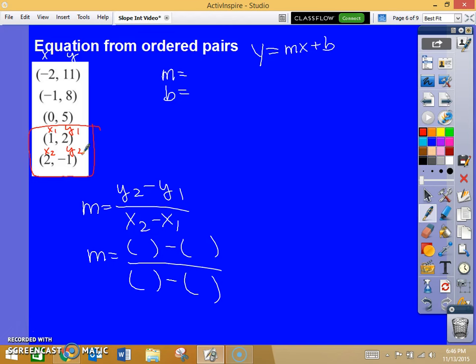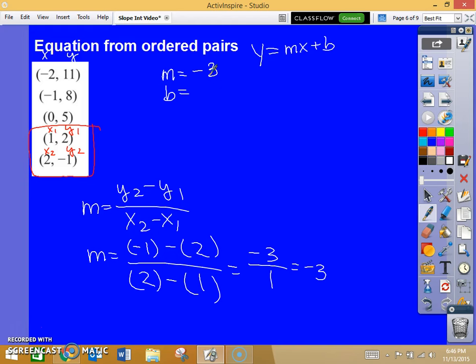And now I can just plug everything into the right place. So let's see, y2 is -1. y1 is +2. x2 is 2. And x1 is 1. And now it's just a matter of simplifying. -1 minus 2, that's -3. I know that you all agree with me on that. 2 minus 1, that's a +1. So now I just simplify. -3 divided by 1 is just -3. So my m value is -3.